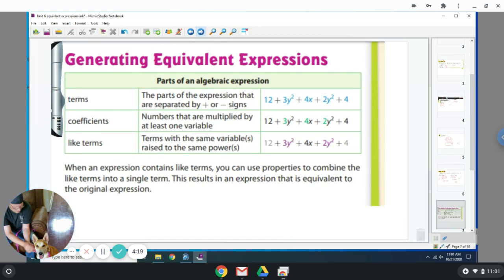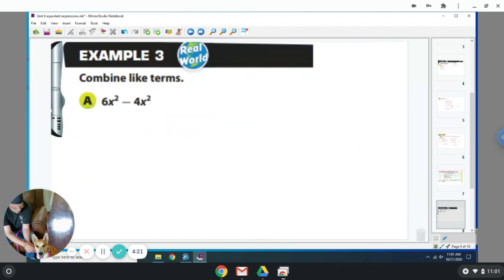So now we're going to create equivalent expressions. So we have 6x squared minus 4x squared. Since they're both the same variable, since they're both the same terms, we can just do the normal operation. So basically you're just going to do 6 minus 4, which is 2. But then you have to attach the x squared. So you get 2x squared as your answer.